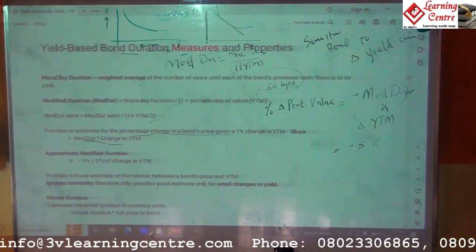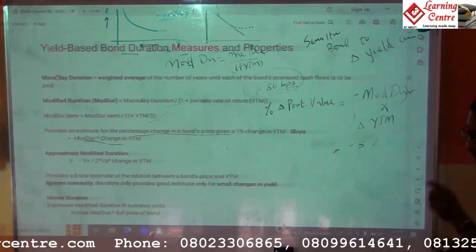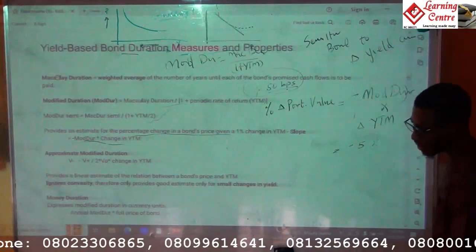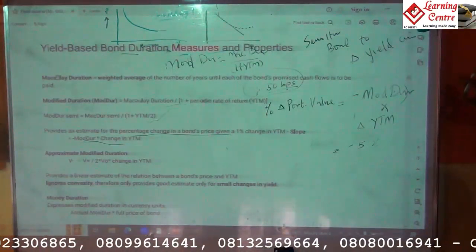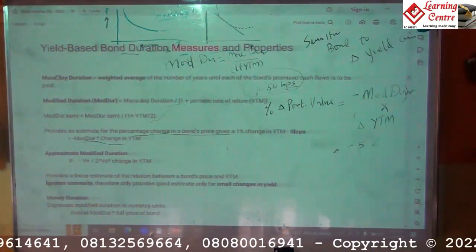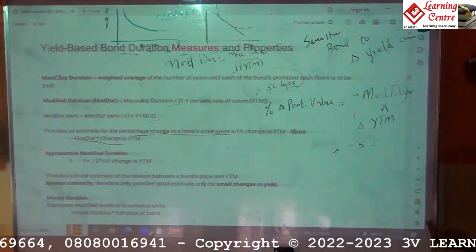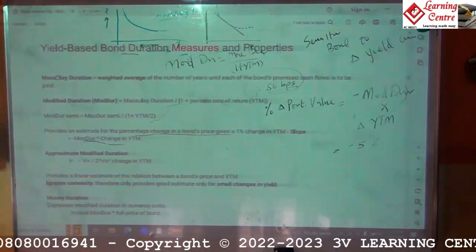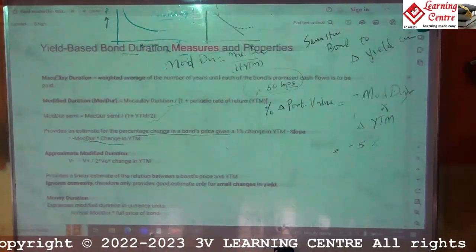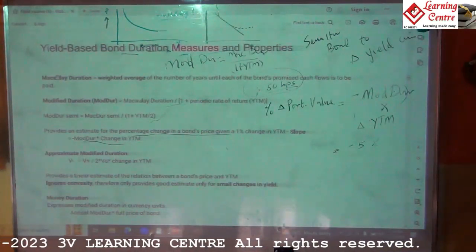We know what duration measures: the sensitivity of your portfolio or your bond to changes in interest rates, or changes in the yield curve. That's basically what the whole duration wants to measure. Duration can be Macaulay duration, modified duration, or effective duration. All of these are variants of duration measures, and duration measures how sensitive your bond is to changes in the yield curve or interest rate.